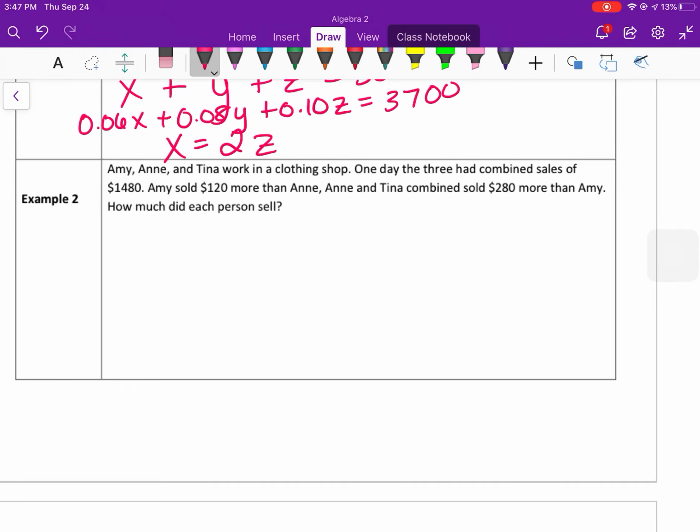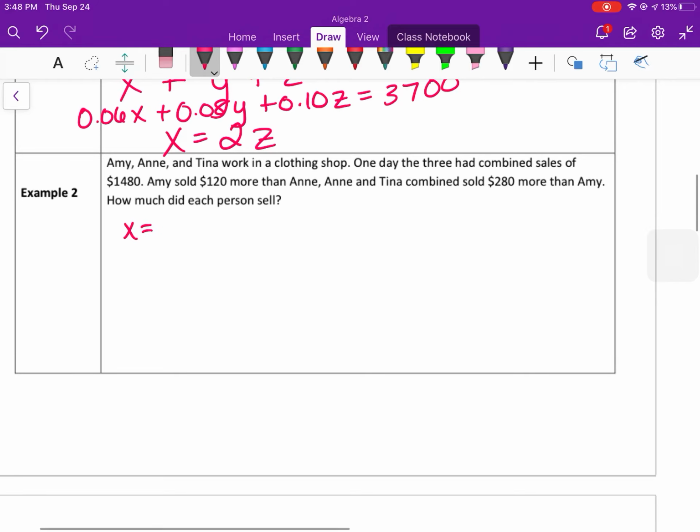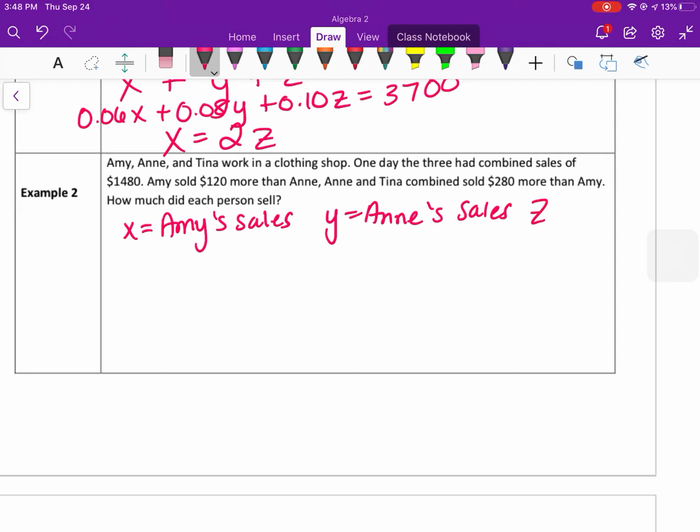Okay, example 2. Amy, Annie, and Tina work in a clothing shop. One day, the 3 had combined sales of $1,480. Amy sold $120 more than Annie. Annie and Tina combined sold $280 more than Amy. How much did each person sell? So we're looking for, X maybe is Amy's sales. Y is Annie's sales. And Z is Tina's sales.